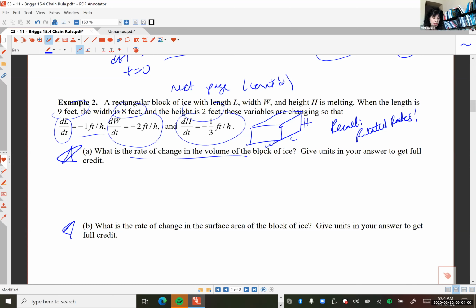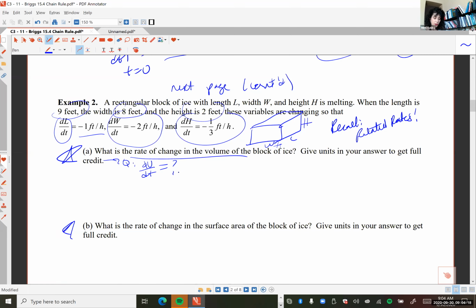So it looks like they're giving feet, and volume is going to be feet cubed, and then the rate of change with respect to time. So this is what they're asking us to get. What is the rate of change of volume with respect to time? What is dV/dt equal to? That's what they want to know.